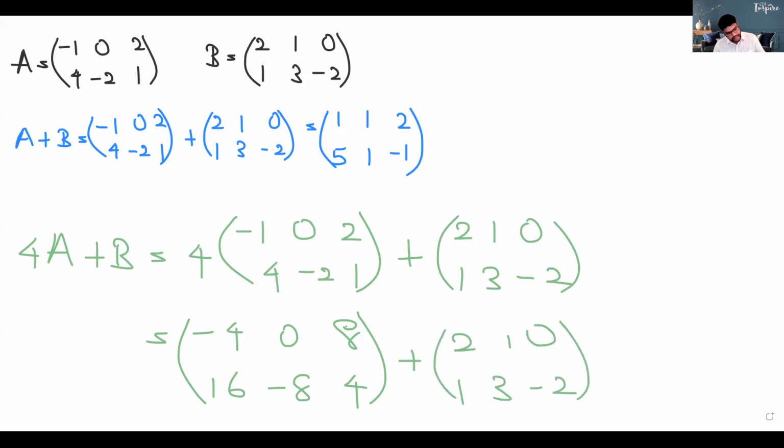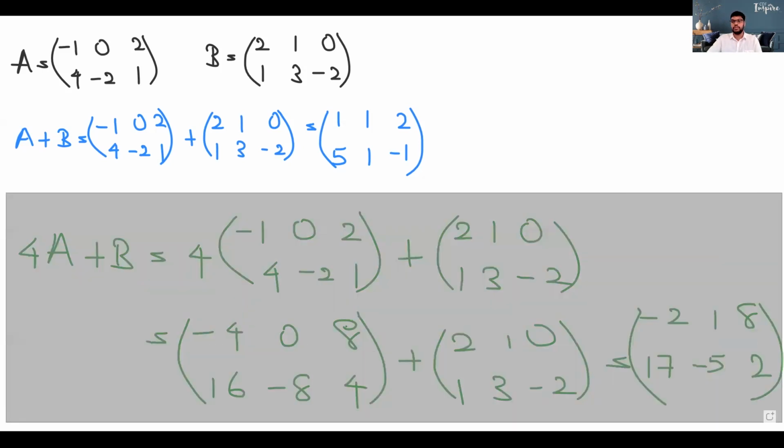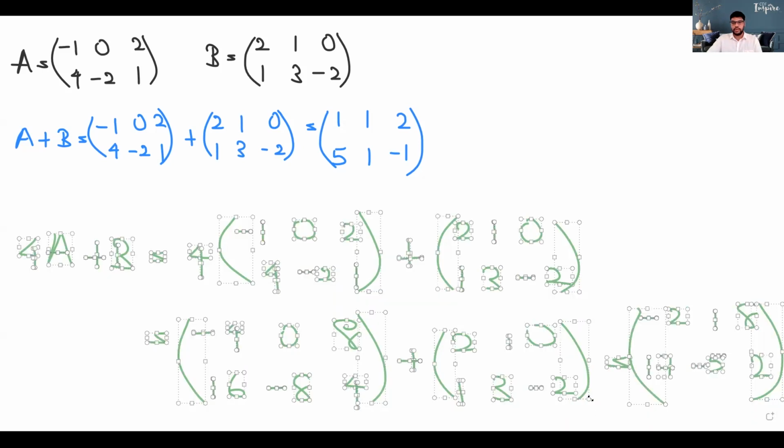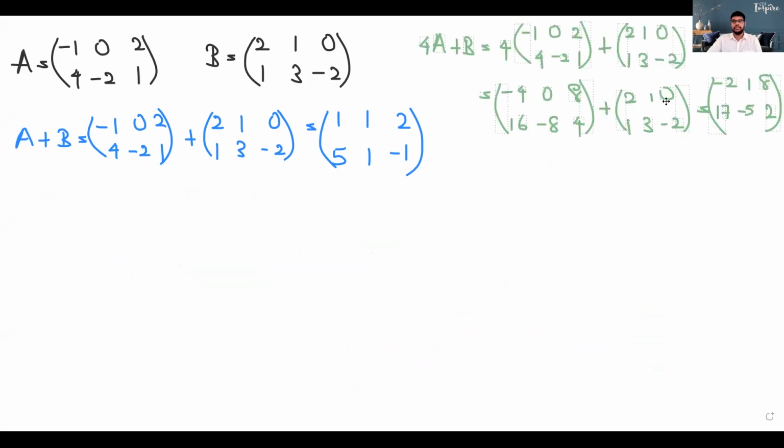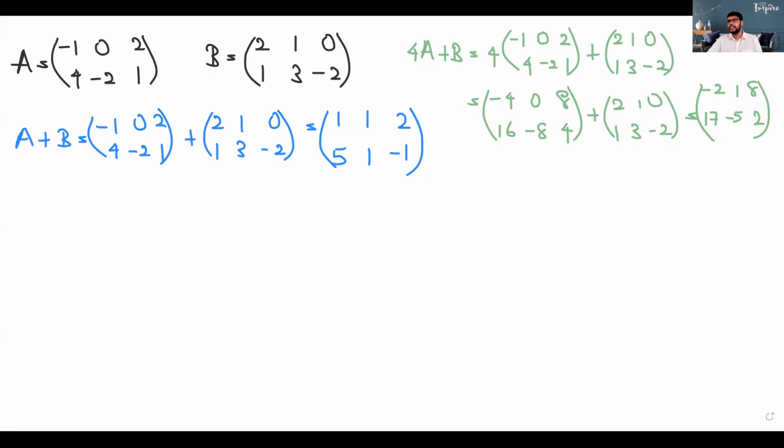Then children, you can add the individual terms, right? So -4 plus 2, that gives us -2, right? So we get 1 and 8 and 17 and -5 and 2. So I think this is the answer that most of you gave, right? So this answer is correct, children, right? Good job. Okay, right, I'll put this up here, right?